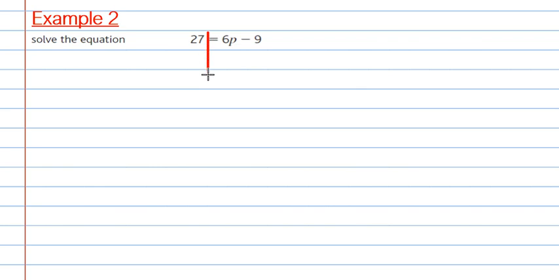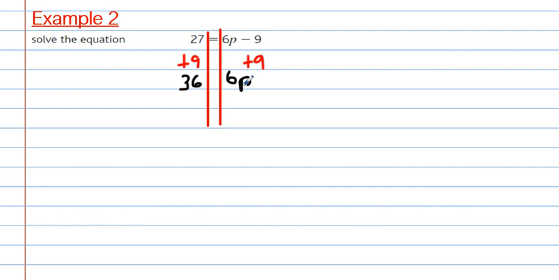Same thing. You draw your grid. You can have your letter on the left-hand side or on the right-hand side. In this case, we have it on the right-hand side. That's fine. All we need to do first is get rid of this minus 9, okay? And you do the opposite to get rid of, don't forget. So I'm going to add 9 to both sides, then I tidy up. 27 plus 9 will give me 36. Minus 9 plus 9 will be gone, but I have 6p left on that side.